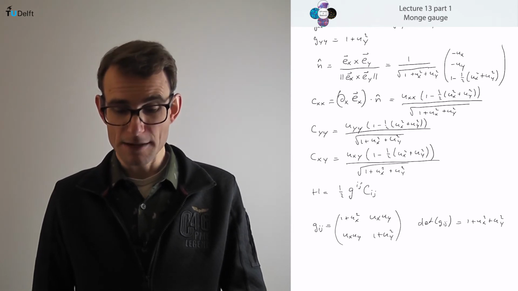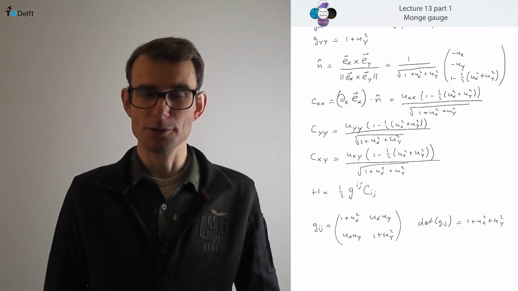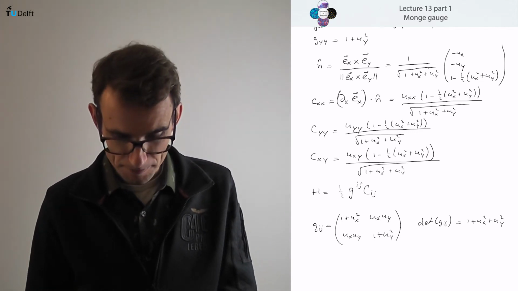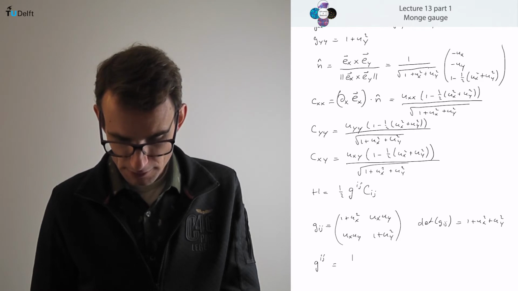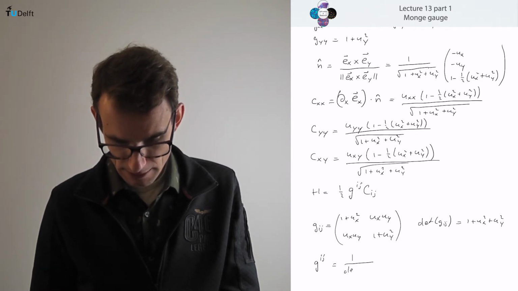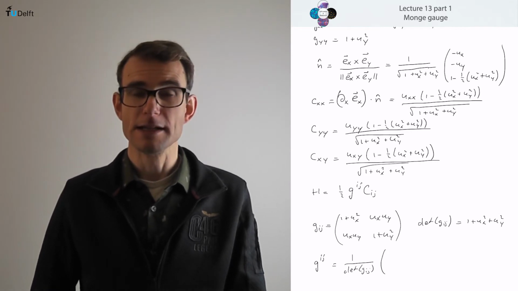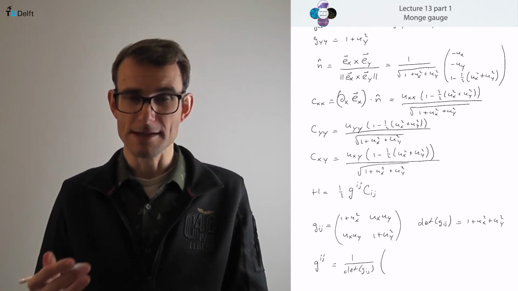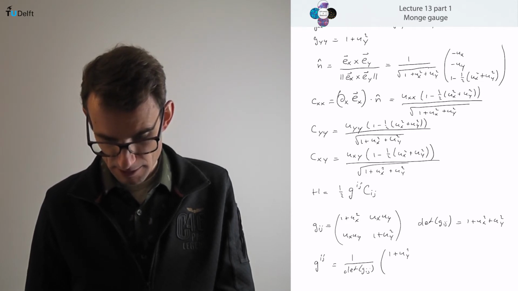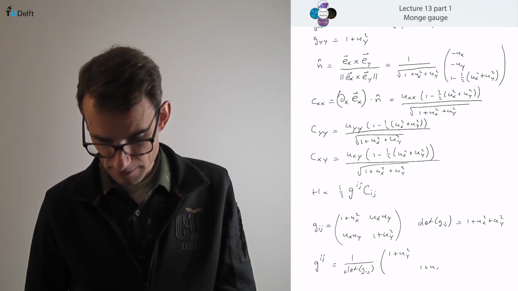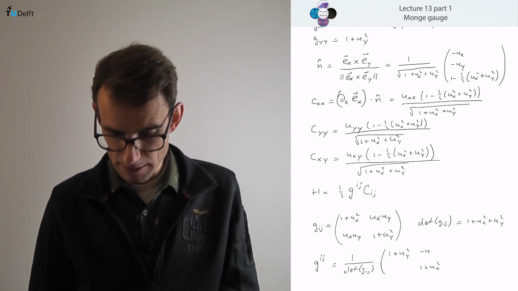And so if we want to invert this thing, well, inverting a symmetric 2x2 matrix, we know how to do, right? That is 1 over the determinant of this thing. And then we need to swap the diagonal elements and give a minus sign to the off-diagonal ones.